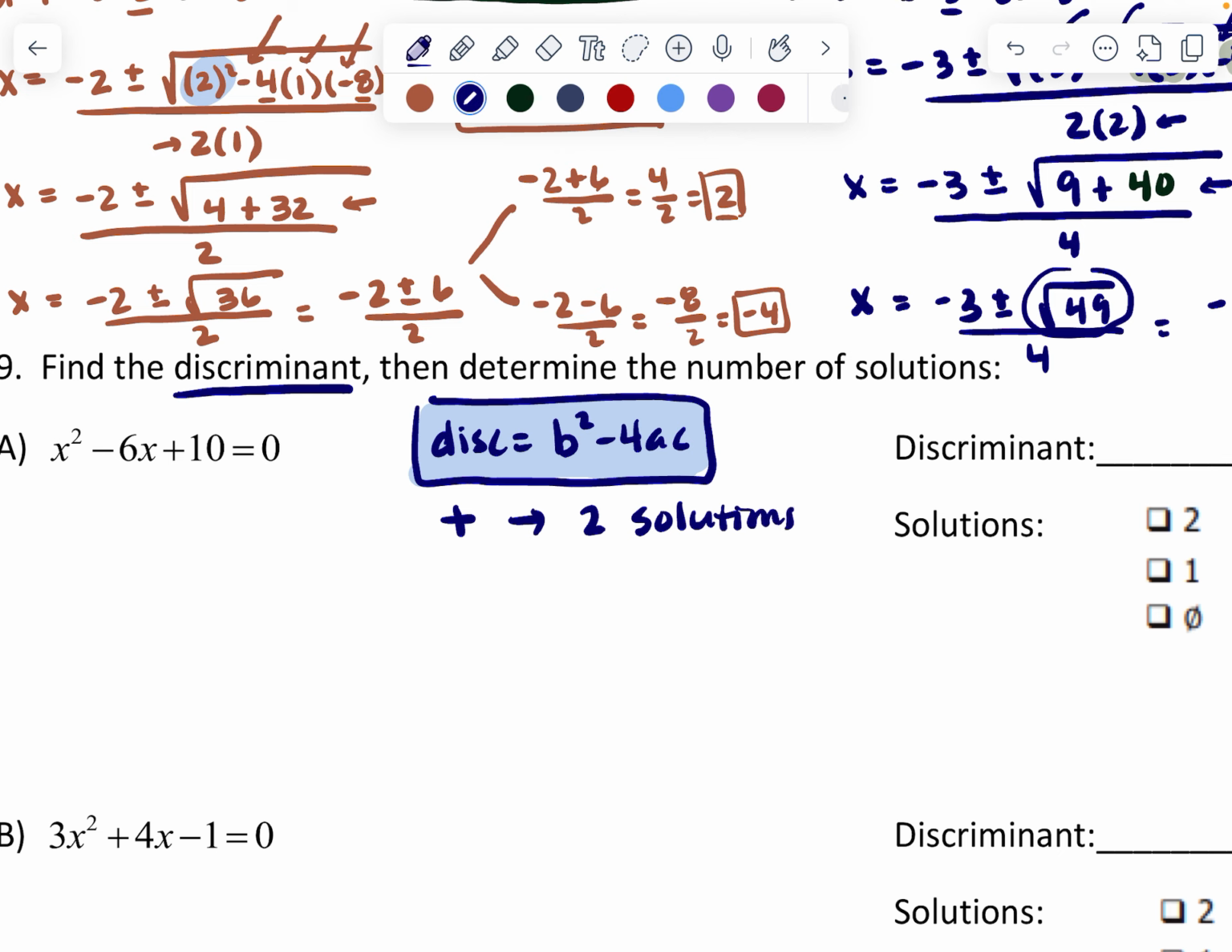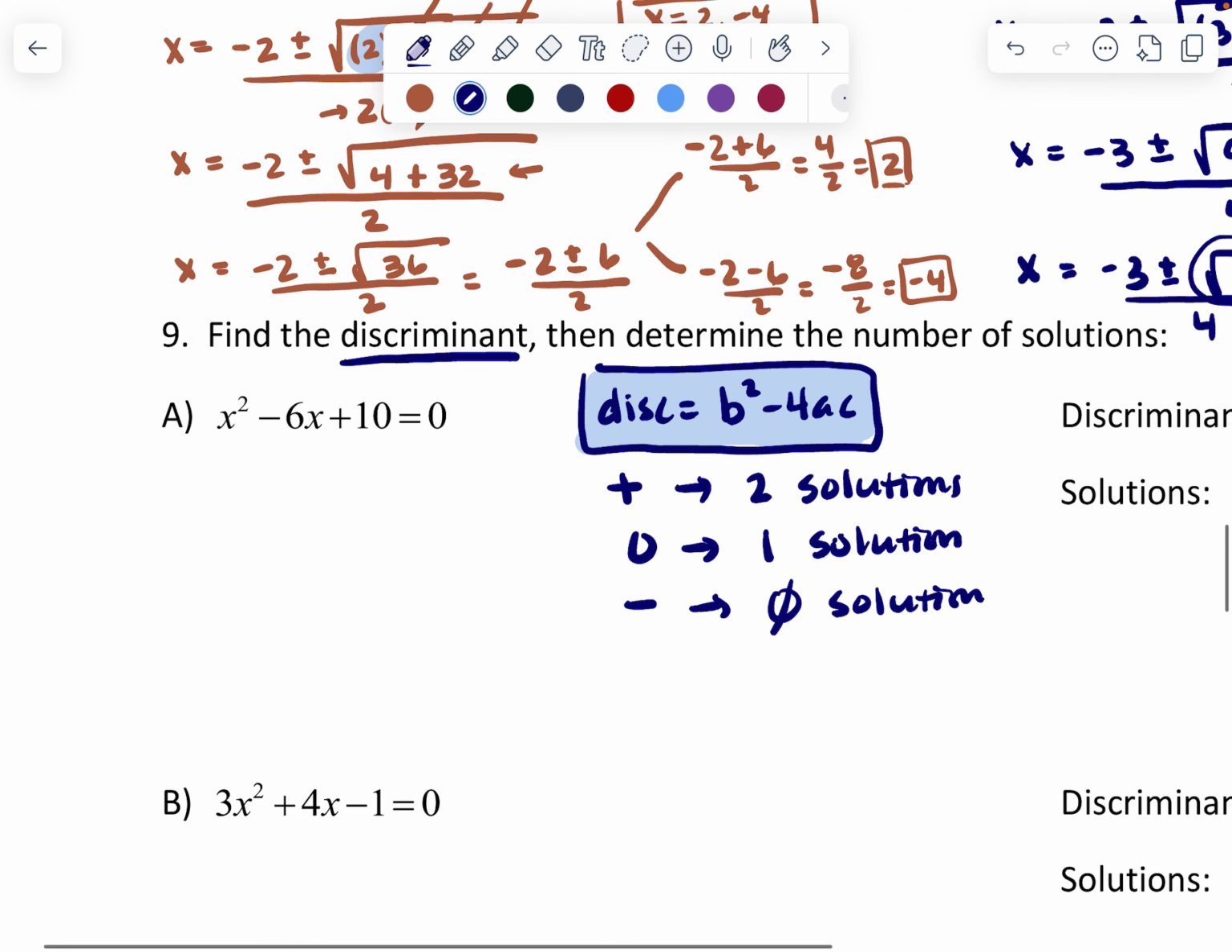If the discriminant comes out to be 0, this means you're going to have 1 solution. And if it's a negative number, that means you're going to have no solution. Okay? All right, so let's see what we get on here.